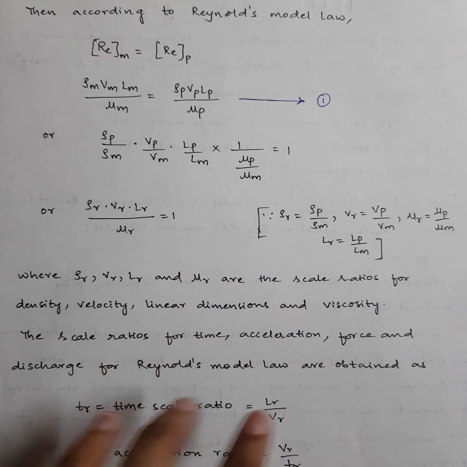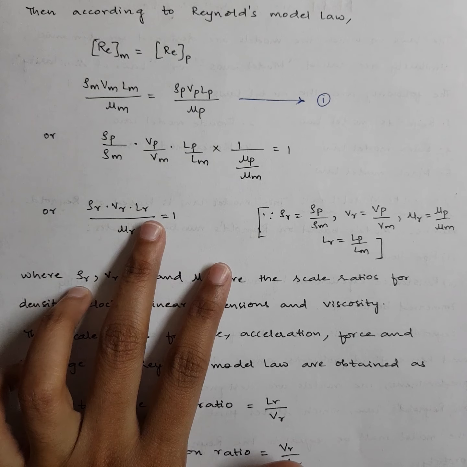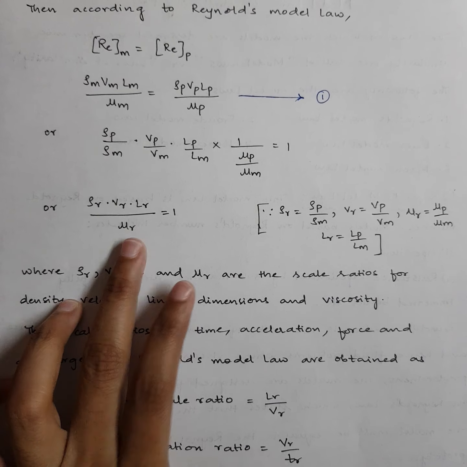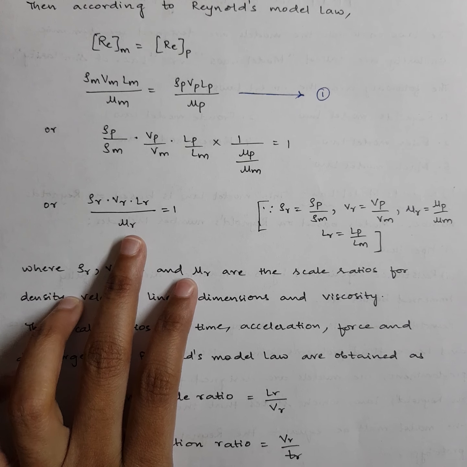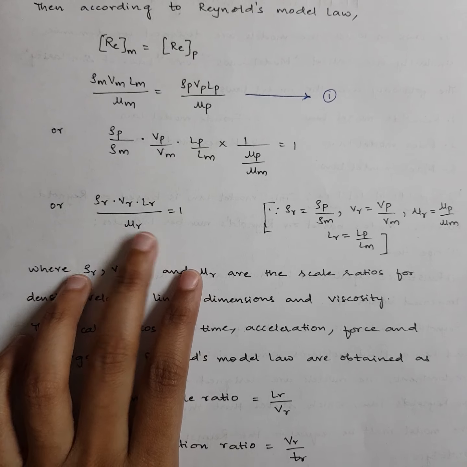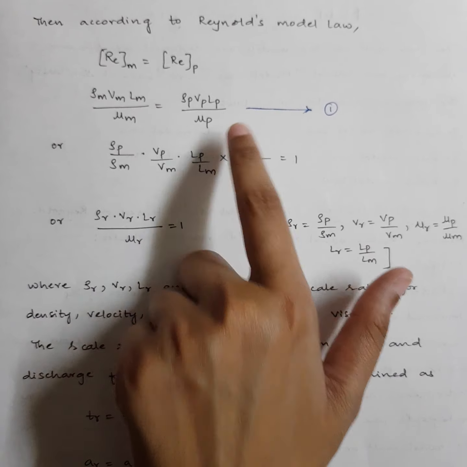Rho r stands for what? Density ratio. Vr stands for velocity ratio. Lr stands for length ratio or linear dimension ratio, and mu r stands for viscosity ratio. Okay, next, this is the second basic formula you need to remember. First basic formula is this.